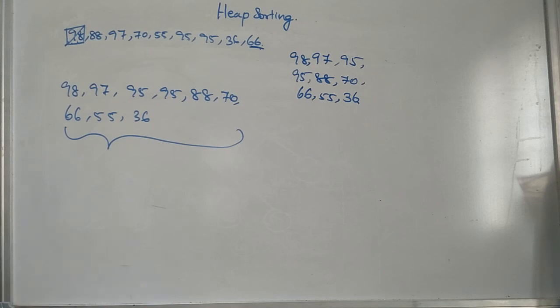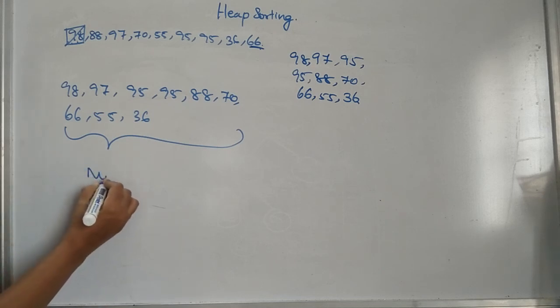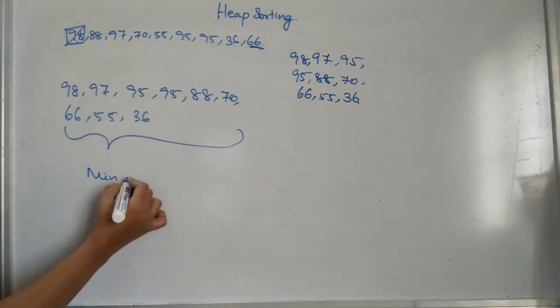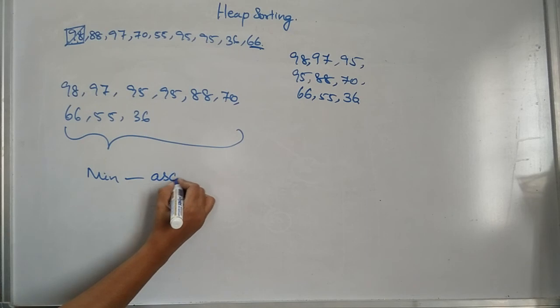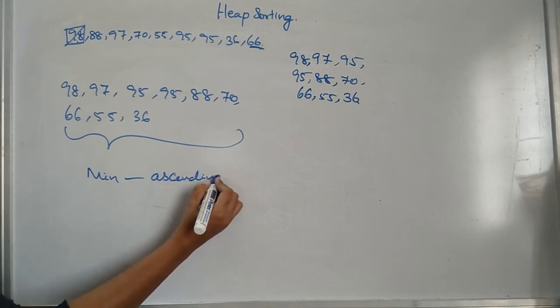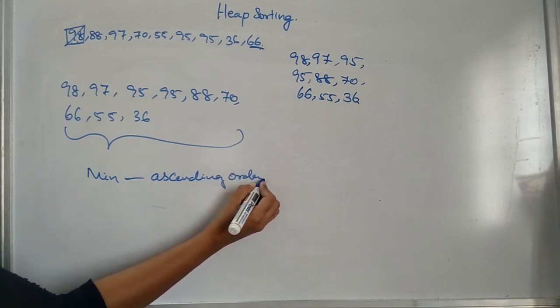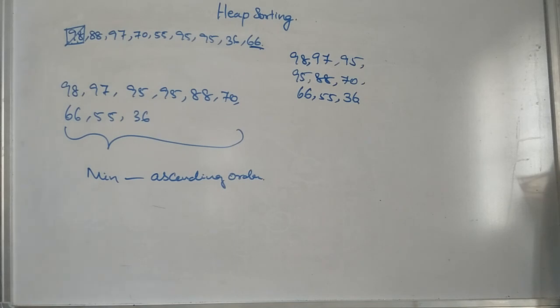If you sort using the min heap, definitely you will get the sorted list in ascending order. So this is the methodology by which you can sort the elements using heap sorting. This methodology is called heap sort. It's a very easy methodology.